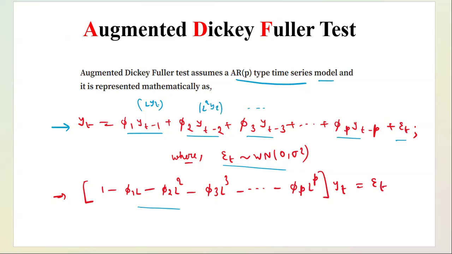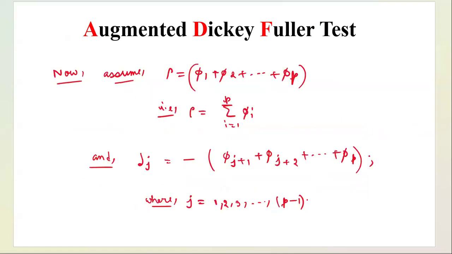If you take this on the left hand side and take yt common, you have 1 minus phi 1 L minus phi 2 L square minus phi 3 L cube, all the way to phi p L to the power p, which is also called the characteristic polynomial of the ARP process, if you remember.